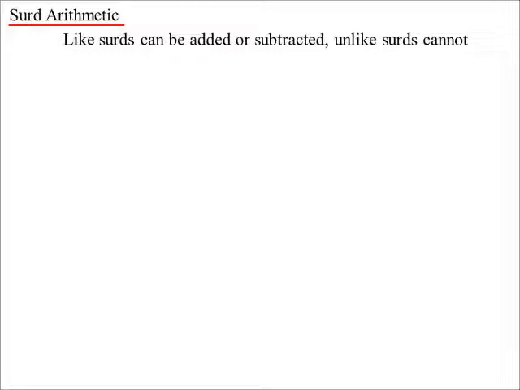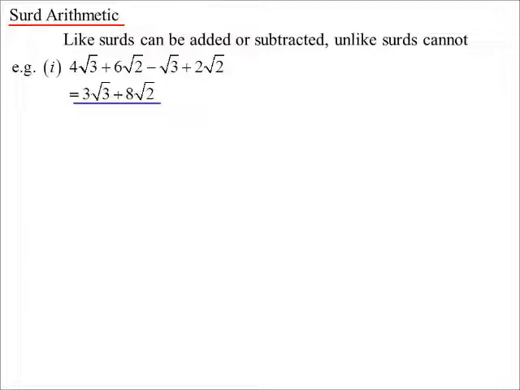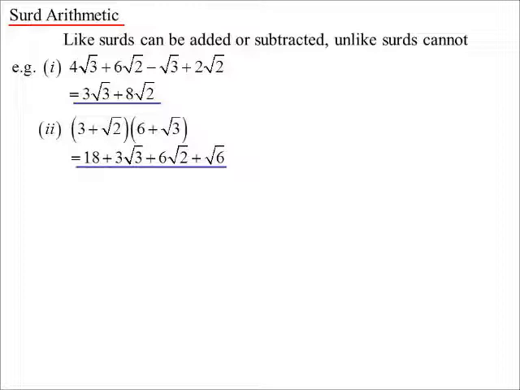So we get something like this. Well, I can't add the 4 root 3 and the 6 root 2 because I don't know what those things are. They're different surds. But if I've got 4 lots of root 3 and I take away 1 lot of root 3, I do know that's going to be 3 lots of whatever root 3 is, plus 8 lots of whatever root 2 is. So we end up with binomial products, just like we did in algebra. And in this case, nothing tidies up.